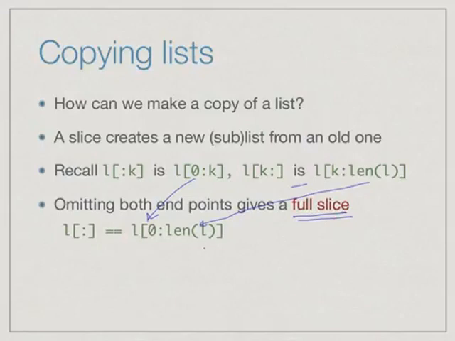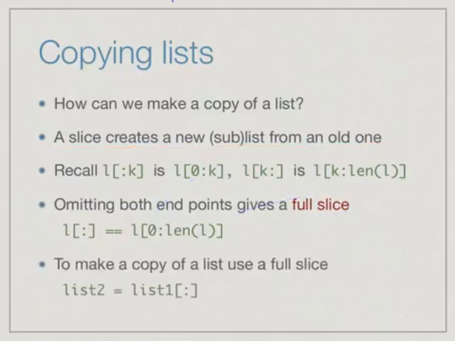Now let us combine this observation, which is just a shortcut notation, with the observation that each slice creates a new sublist. So what we have is that L with just a colon after it is not the same as L. It's a new list created from the old list, but it has every value in L in the same sequence. So this now gives us a simple solution to copy a list.